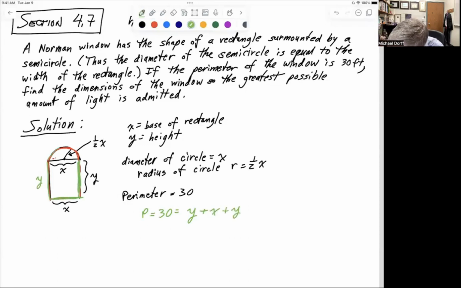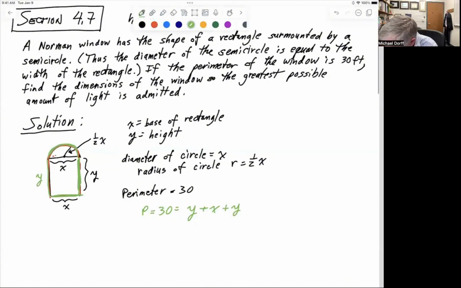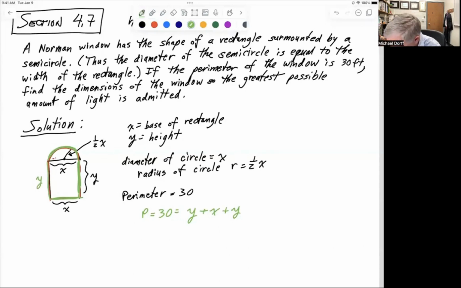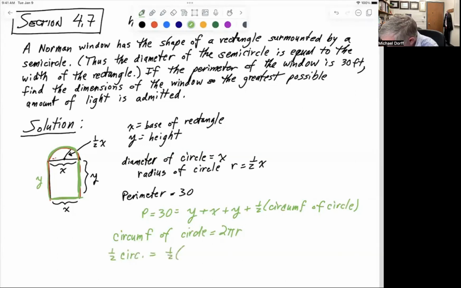And now we have to find this curved part at the top. The curved part is half the circumference of a circle. Well, the circumference of a circle is 2 pi r. So half of it is going to equal 1/2 times 2 pi r, which is going to be pi r.